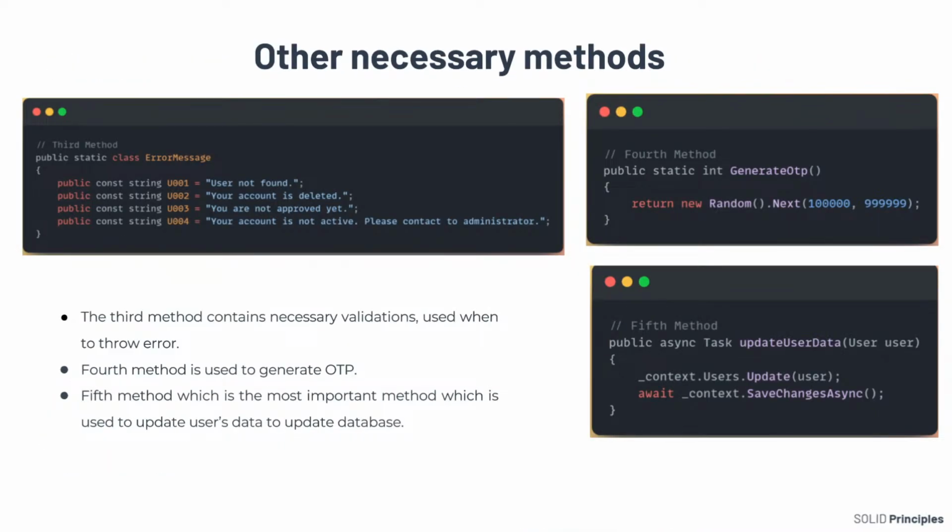And also here is an error message class where we can show user validations and user error messages and generate OTP. We also created a method to generate OTP, and to update the database, we also created an update user data method. Next slide.